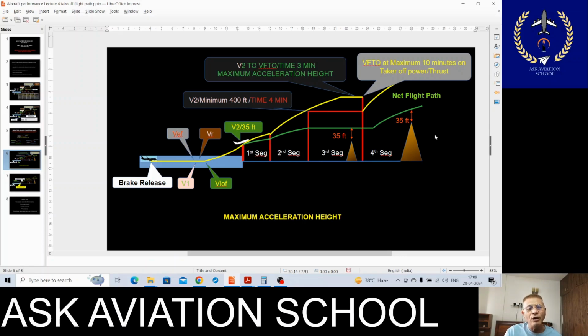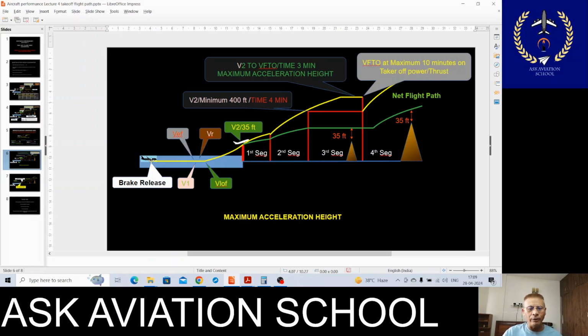So therefore, when we say that the end of the fourth segment is at 1500 feet minimum, or the moment you reach the end route config, whichever is higher. What exactly is maximum acceleration height? In order to define this, I am going to take an example with an arbitrary figure.